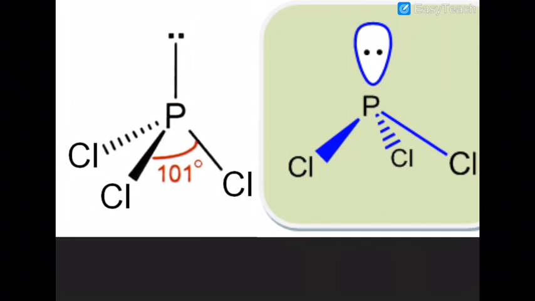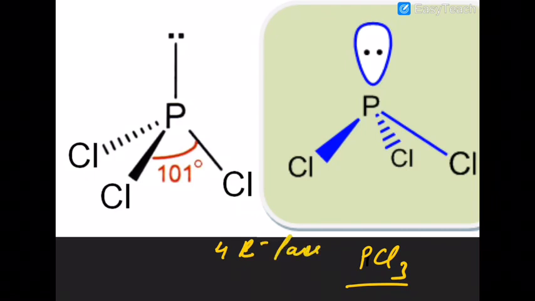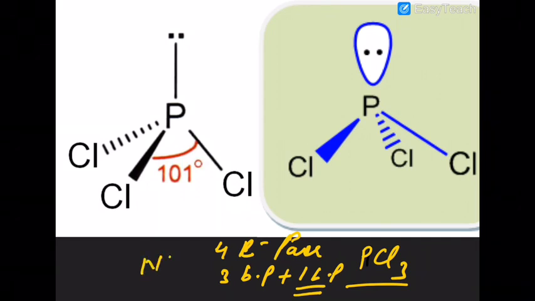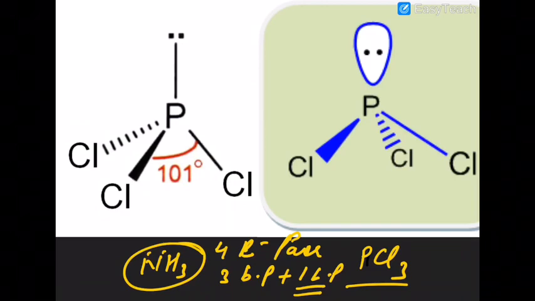Now look at one more case, PCl3. What is the case? The case is very interesting. PCl3 also has 4 electron pairs around itself. Okay, but 3 are bond pairs and 1 is a lone pair. So it is similar to ammonia, but there the bond angle is 107. Here the bond angle is 101.